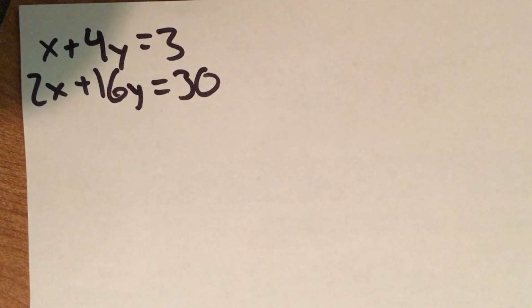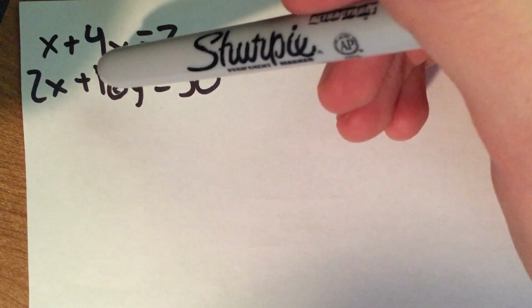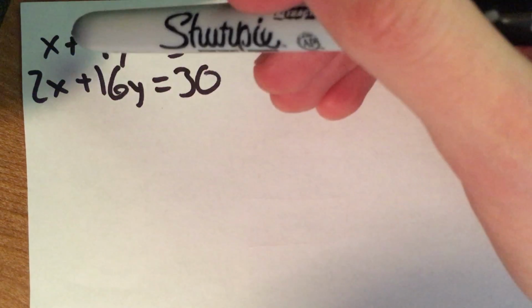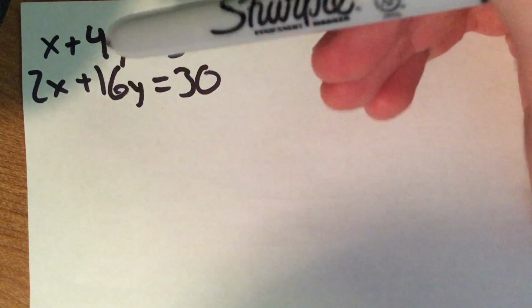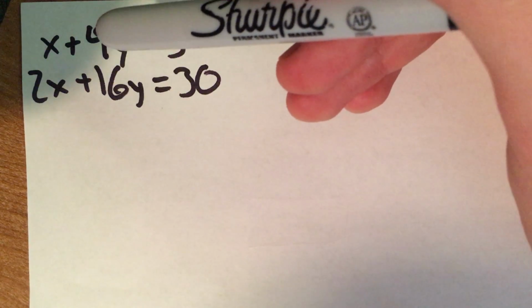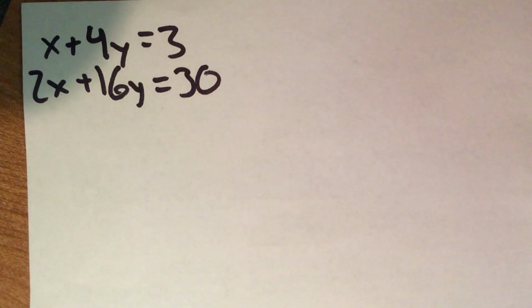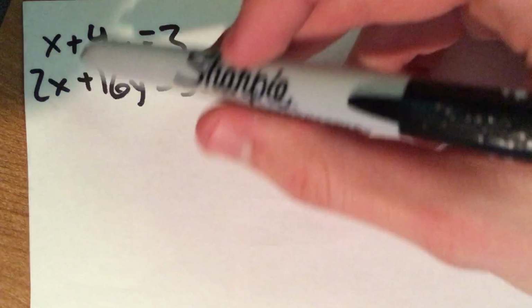Okay, so I'm going to be showing you how to take this system of equations, which is two equations, each containing two variables, the variables being x and y, and put them into reduced row echelon form. The way that you do that is, you take the two equations here and put them in a matrix.